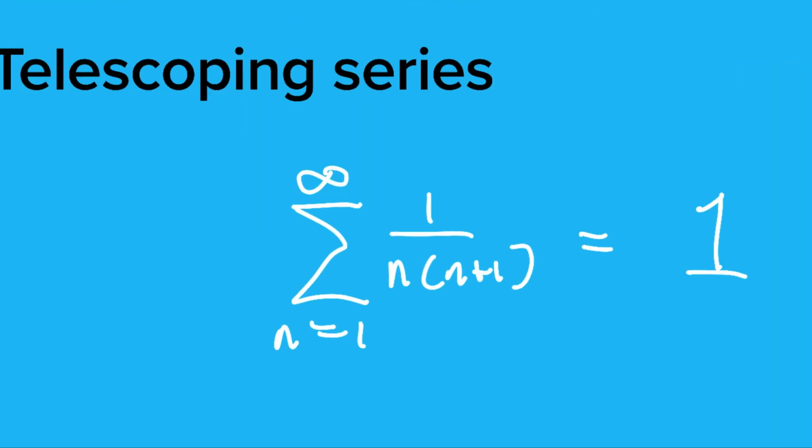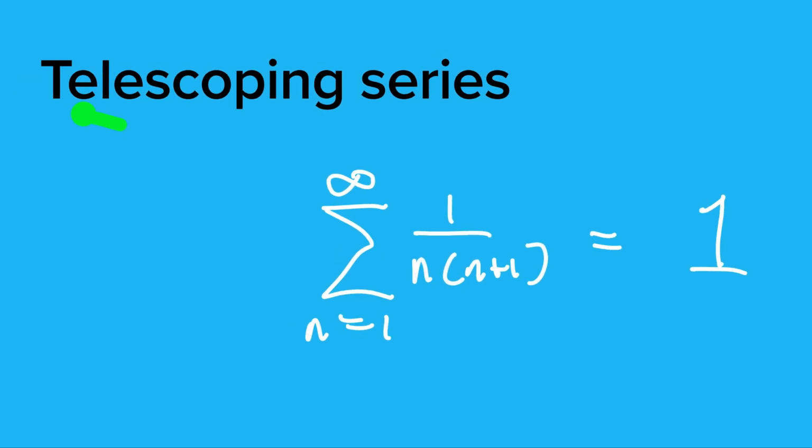Alrighty, so again, we want to take a look at this guy and show that it is a telescoping series as an alternate way of arriving at its limit.